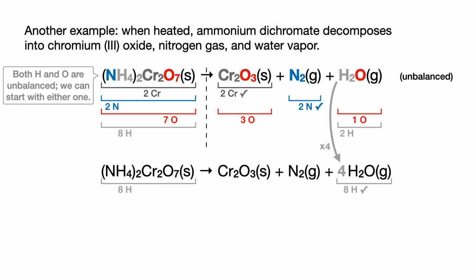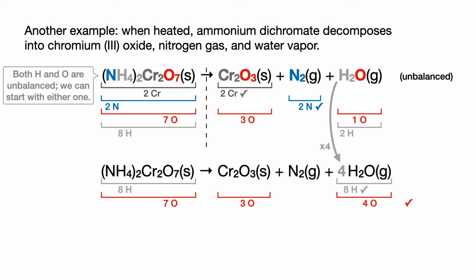And now we can look at the oxygen. We still have 7 oxygen atoms on the left side of the reaction. On the right, we have 3 oxygen atoms in the chromium 3 oxide. We now have 4 oxygen atoms on the right in the water. So the total amount of oxygen on the right is now 7. So actually, by balancing the hydrogen, the oxygen balanced at the same time. So our oxygen is all set.